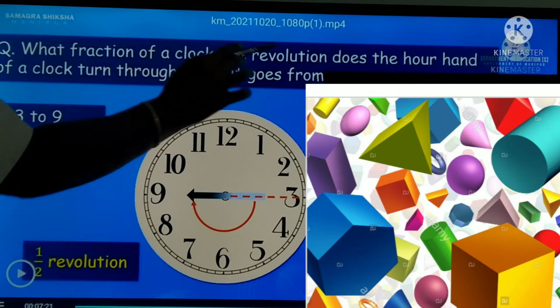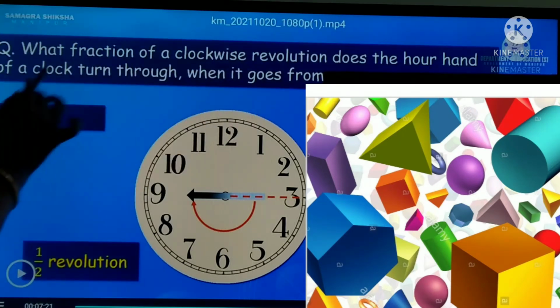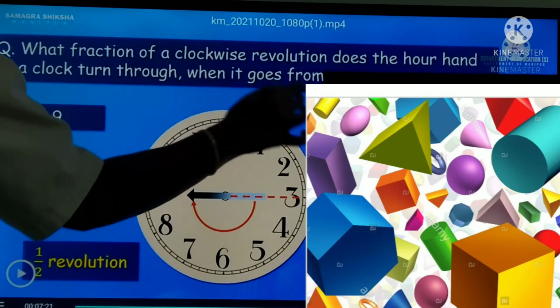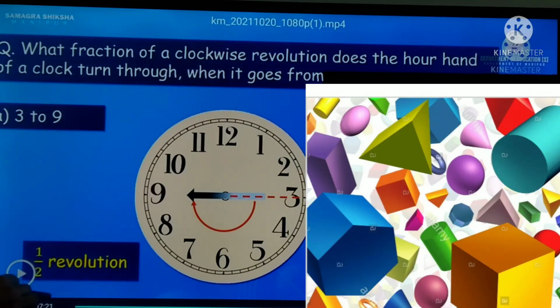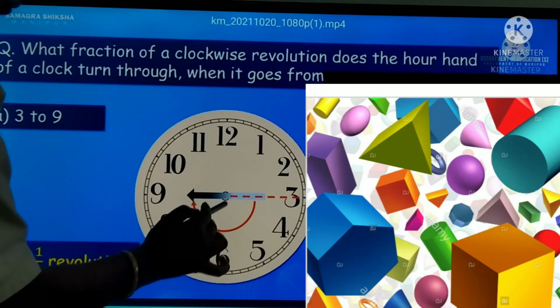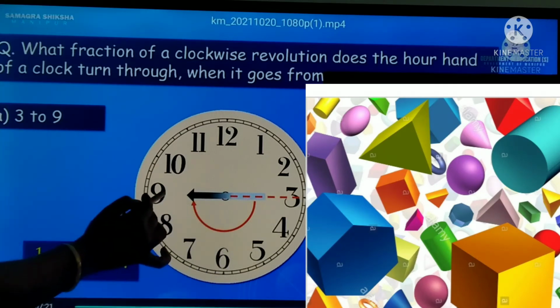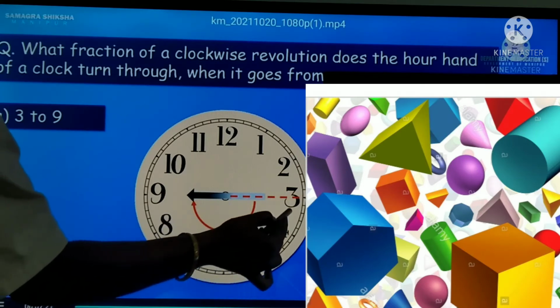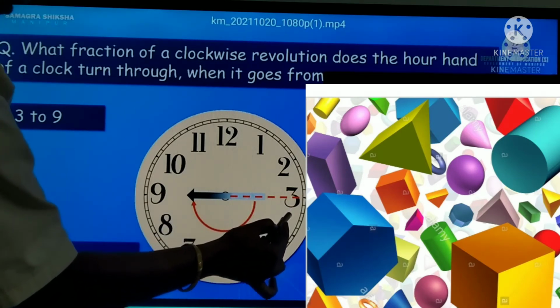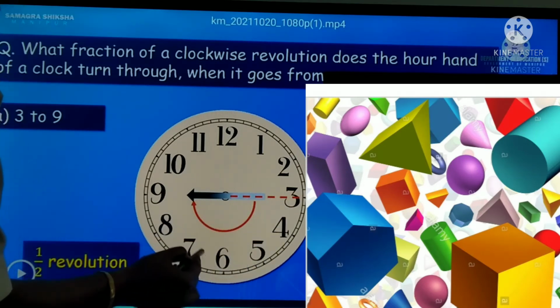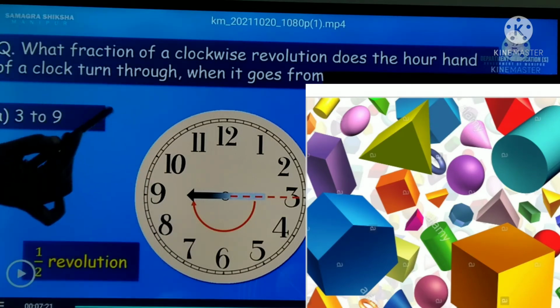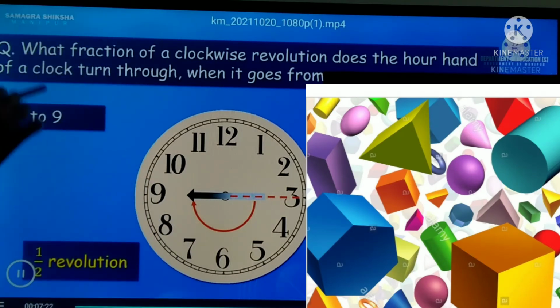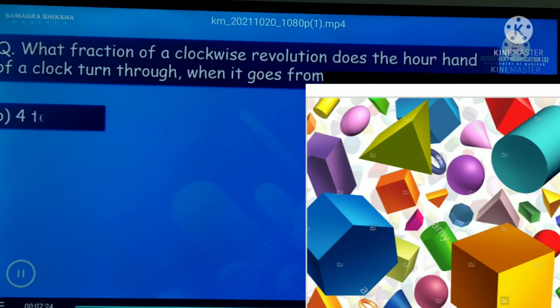What fraction of a clockwise revolution does the minute hand of a clock turn through when it goes from 3 to 9 is 1 by 2 revolution. That is 3 to 6 it is 1 by 4. 6 to 9 it is 1 by 4. So each 1 by 4 is 3 divisions. That is 1, 2, 3 it is 1 by 4. 1, 2, 3 again 1 by 4. Understand? So here the answer is 1 by 2 of revolution.